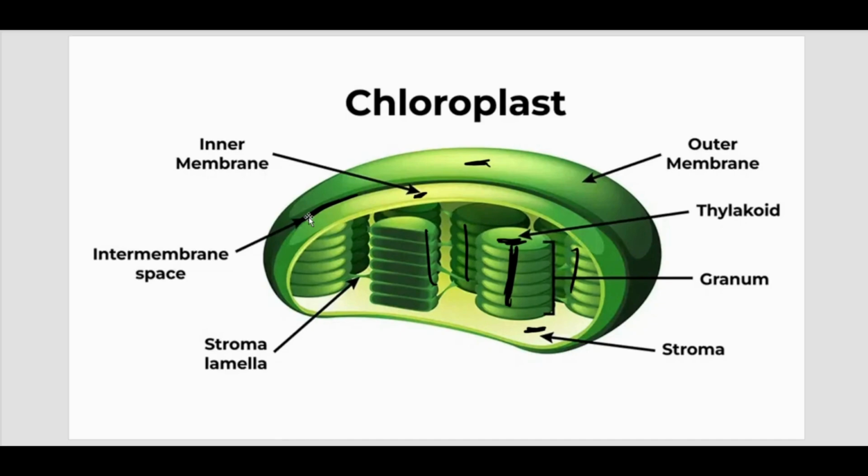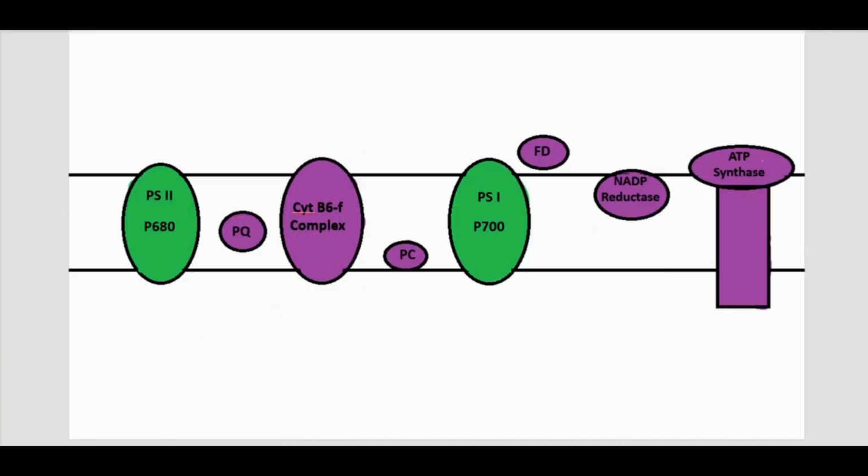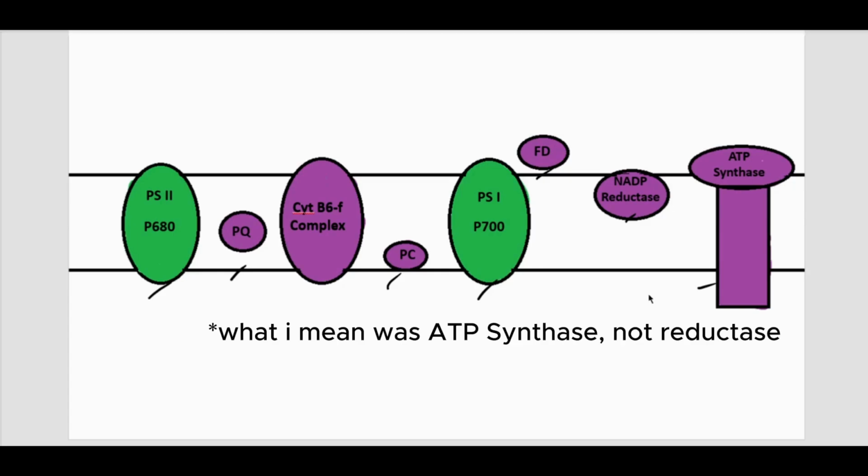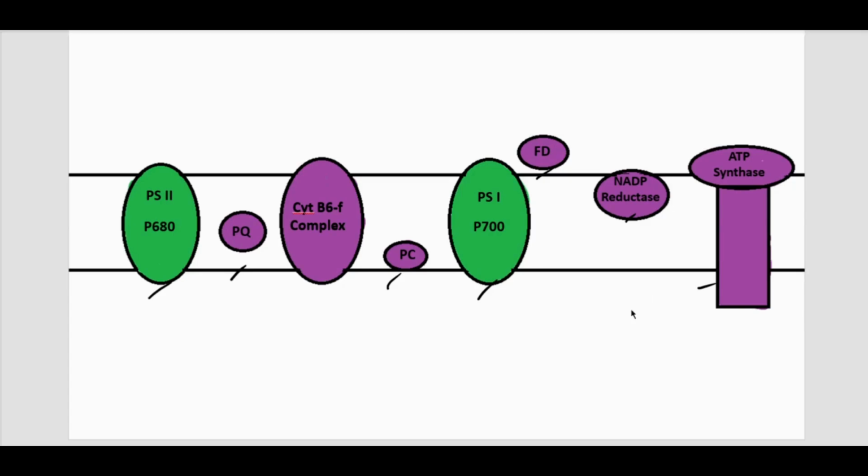Now if we're going to take a closer look at our chloroplast, we are going to see the electron transport chain, and it kind of looks like this. So we have here the photosystems, photosystem 2, photosystem 1. Also we have the electron carriers. We have the plastoquinone, the plastocyanin, the ferredoxin, and we also have different enzymes. We have the NADP reductase and the ATP synthase. And as a whole, they are known as the electron transport chain.